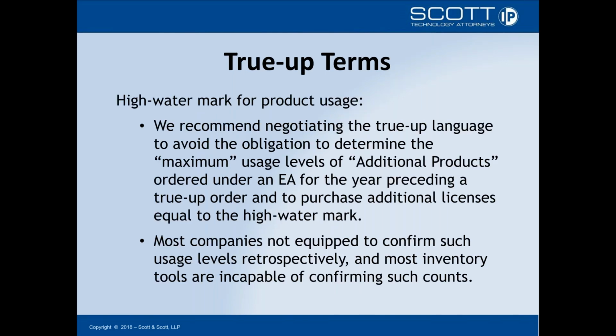True-up terms. The true-up is a construct of the enterprise agreement that allows you each year to go and count what you have, and to the extent that you have additional deployments of licenses, to place an order to bring your license quantity in line with your deployments.